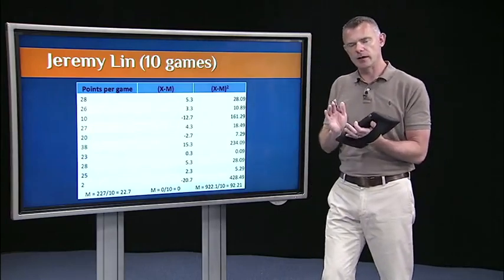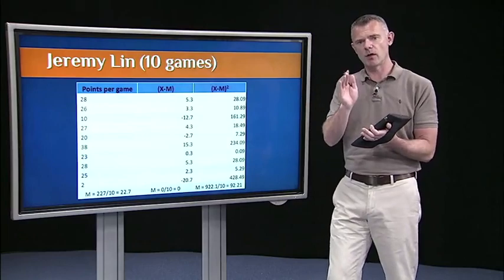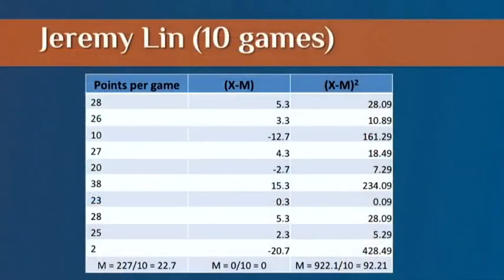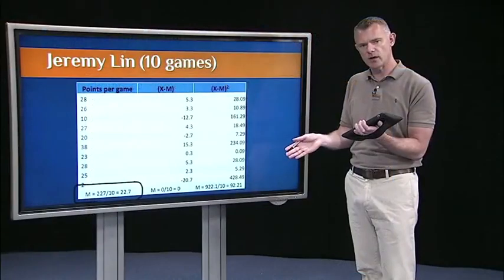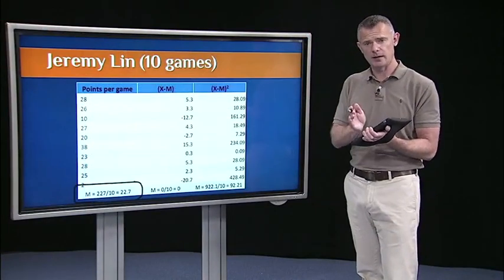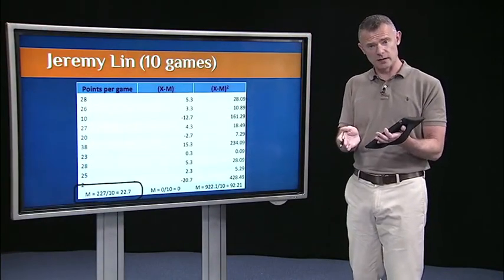So first, let's calculate the mean. That's just the sum of all the scores divided by n. And I did that down at the bottom of the screen here. To get the mean, I just summed that column of points per game. The sum of that column is 227. We're averaging over 10 games, so it's 227 over 10, or 22.7. So during that 10-game stretch, Jeremy Lin is averaging 22.7 points per game. That's the mean. That's a measure of central tendency.